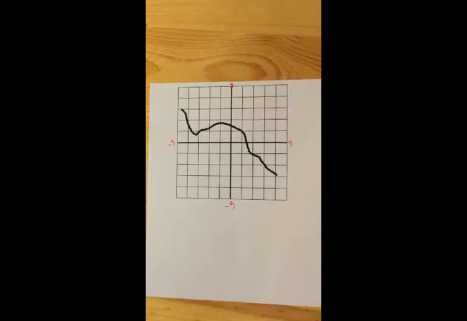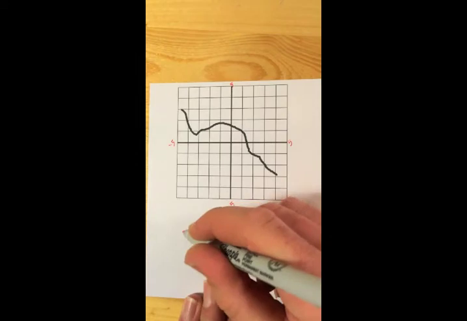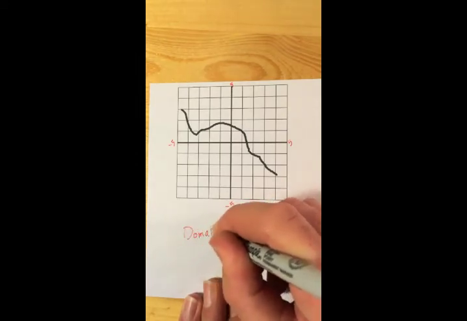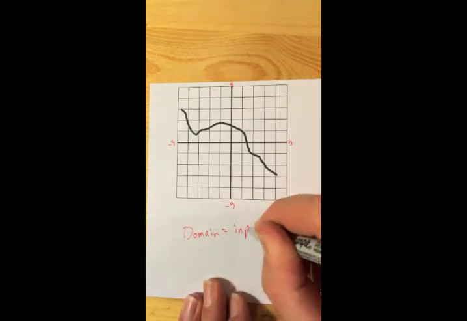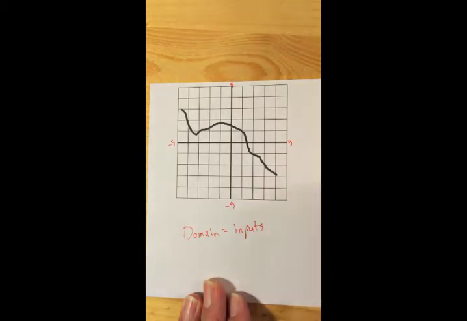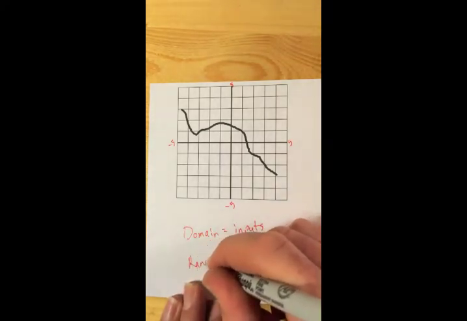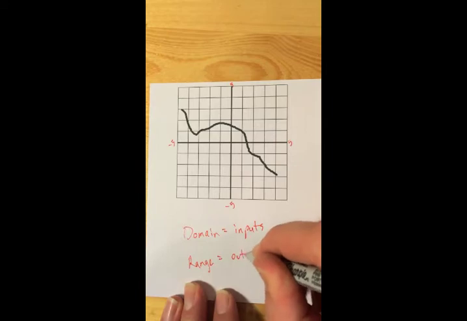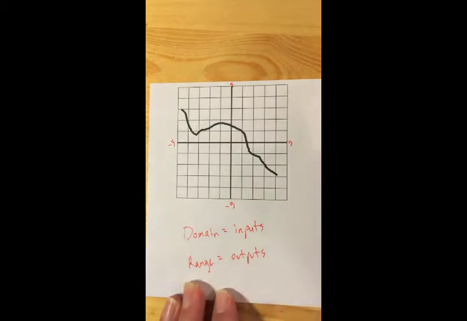Let's talk a little bit about how the domain and range are related to the graph. Now, if you remember the basic definitions, the domain is a set of all input values that you can put into your function, right? And your range is a set of all output values. So we can see exactly what the domain and range are from the graph.